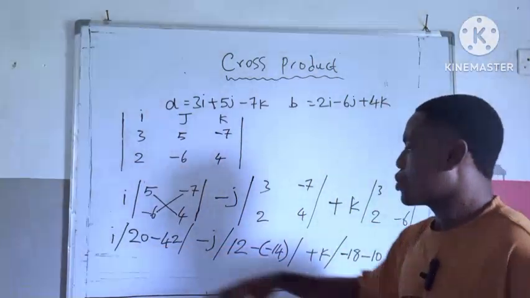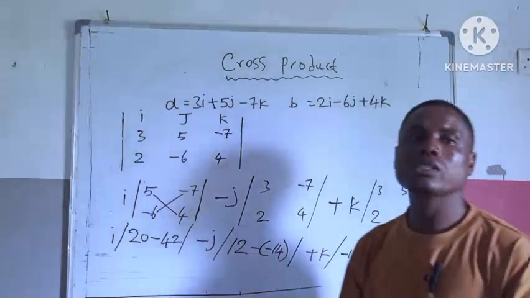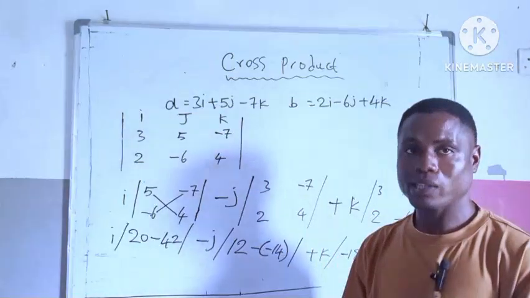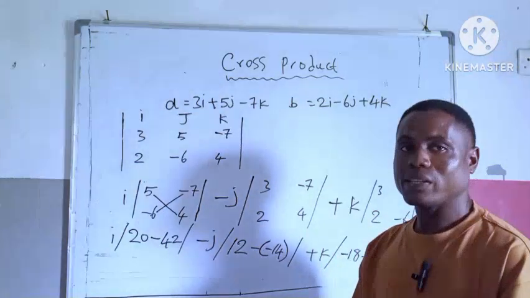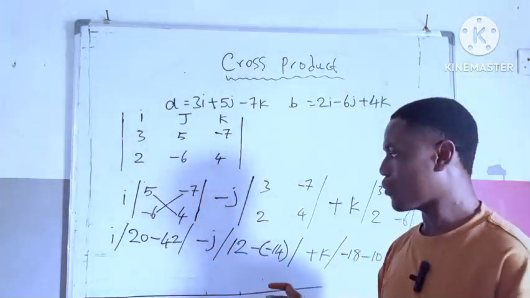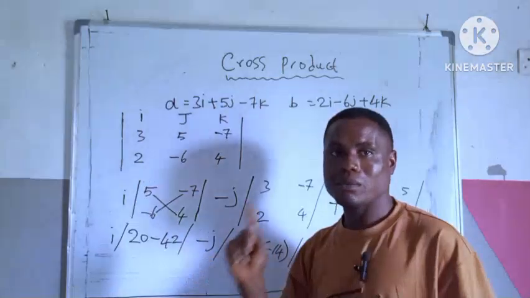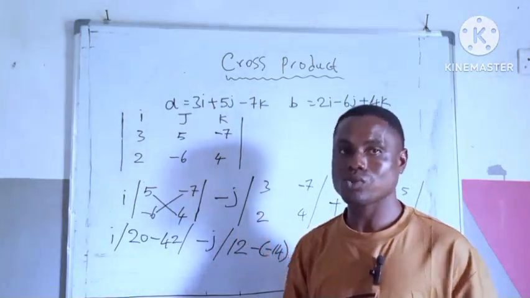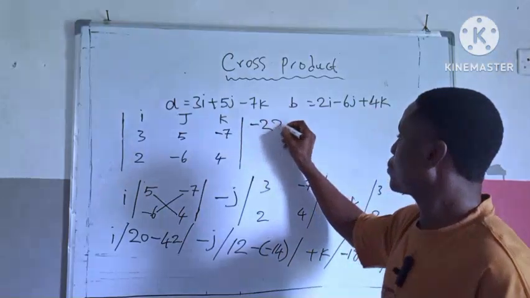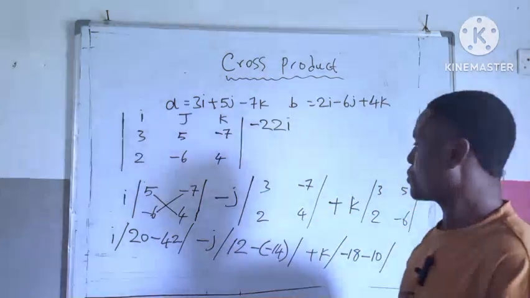Okay. So 20 minus 42. 20 minus 42 is what? Is minus 22. Are you getting it? 20 minus 42 is minus 22. So, and we have i here. So, i times that minus 22 will give us minus 22i. This is the first one.